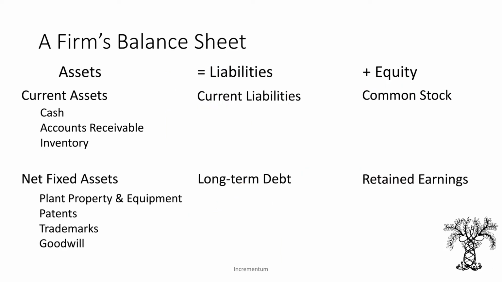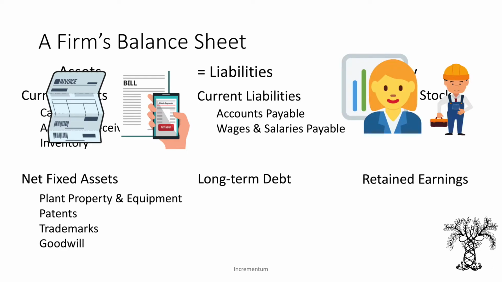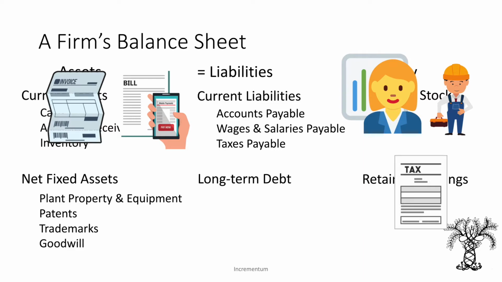Now let's look at liabilities. Current liabilities can be things like accounts payable. So maybe we've received goods or services from our suppliers and they've given us 15 days to pay or 30 days to pay or 45 days to pay or whatever the case is, but we will eventually pay them. Wages and salaries payable to our employees, taxes payable, and any other notes payable or short-term debt that's payable.